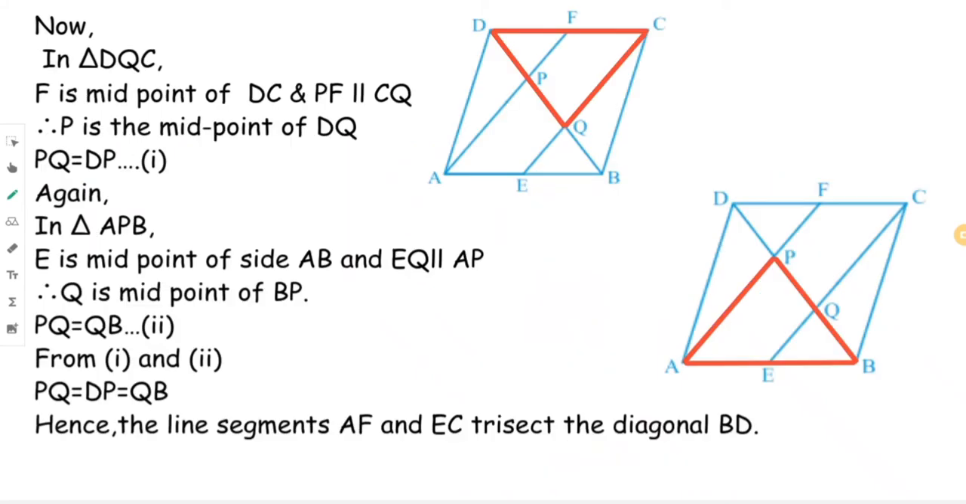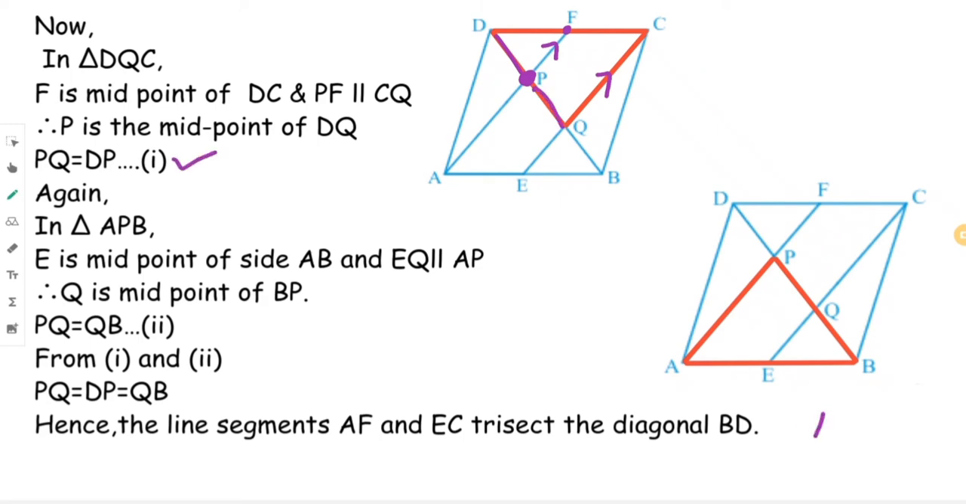Now let's take the triangles one after the other. So in triangle DQC, the question gave us that F is the midpoint of DC, right? And we have already proved just now that PF is parallel to QC, which means, can I say that P has to be the midpoint of DQ? We can say. And if P is a midpoint, then we can write DP equals PQ, or PQ equals DP.